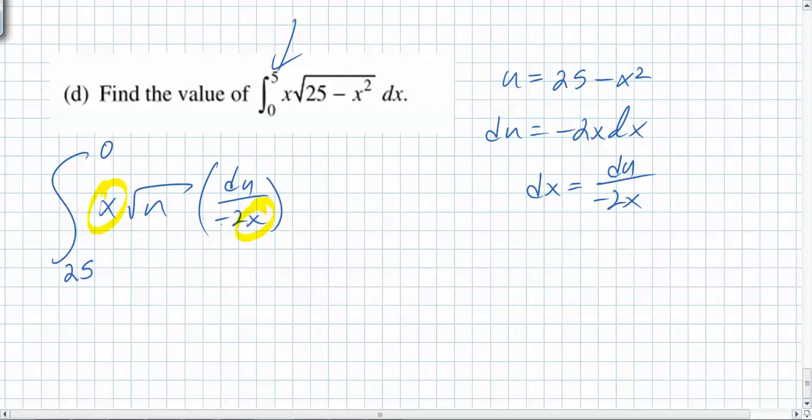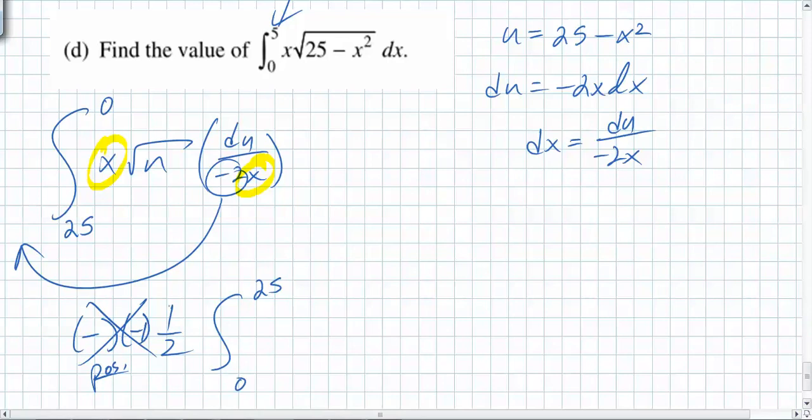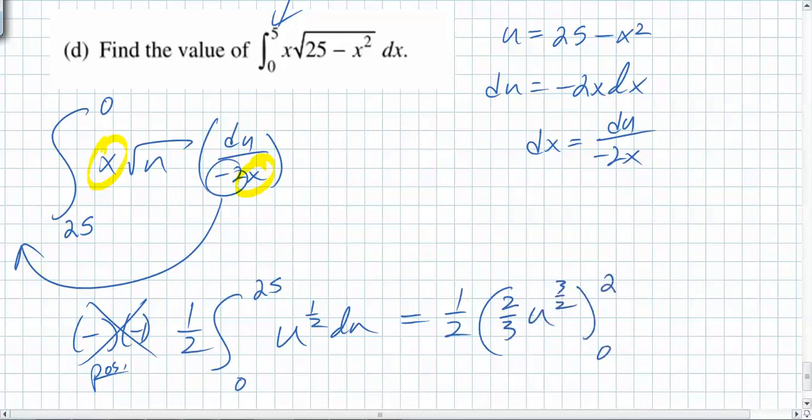So you end up with, you take this negative 2 right here and you bring it to the front, but then you're making it negative and flipping it, right? So what do you end up with? 1/2 integral from 0 to 25 because you have negative of a negative, right? So it turns into a positive of what? What goes in there? The square root of u. So it's u to the 1/2. Can you guys do that? Yeah, it's 1/2 of, not 2, sorry, 2/3 u to the what? 3/2 from 0 to what?